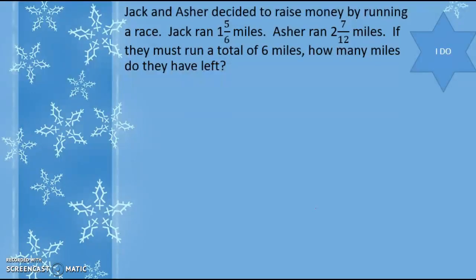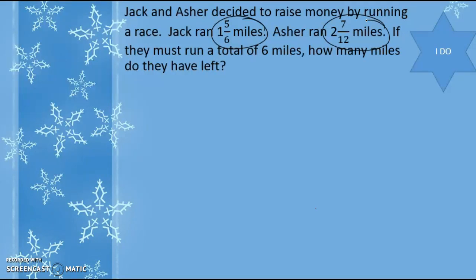So Jack and Asher decided to raise money by running a race. It's nice of them, right? Jack ran 1 5/6 miles. Asher ran 2 7/12 miles. They must run a total of 6 miles. How many miles do they have left?